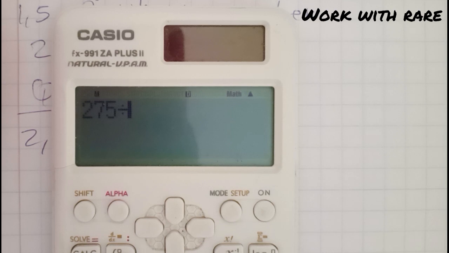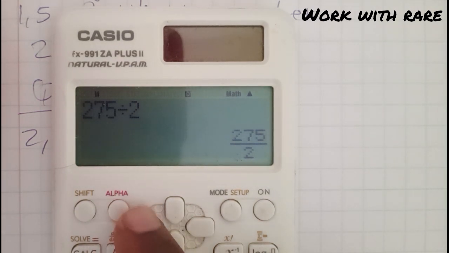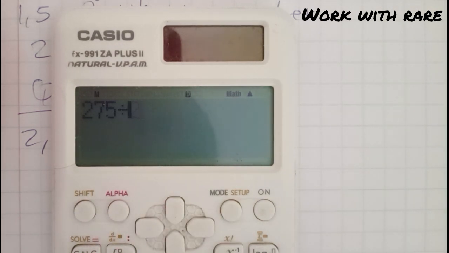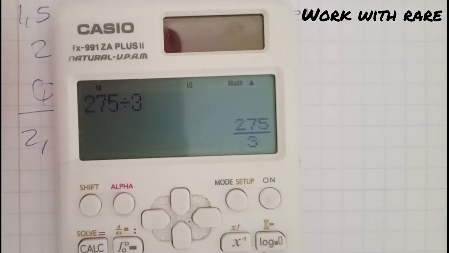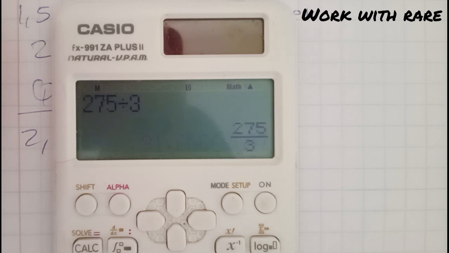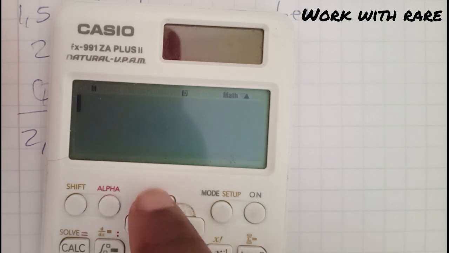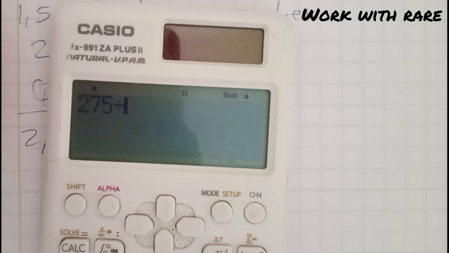275 divided by 2, it gives us decimals. I don't want something that gives me decimals, so I'll test using 3, because 3 is also a prime number. It gives us decimals. Once it gives you a fraction, which means it's a decimal, okay? 4 is not a prime number, but 5 is a prime number. Let's test with 5. 5 will give us a real number, okay?